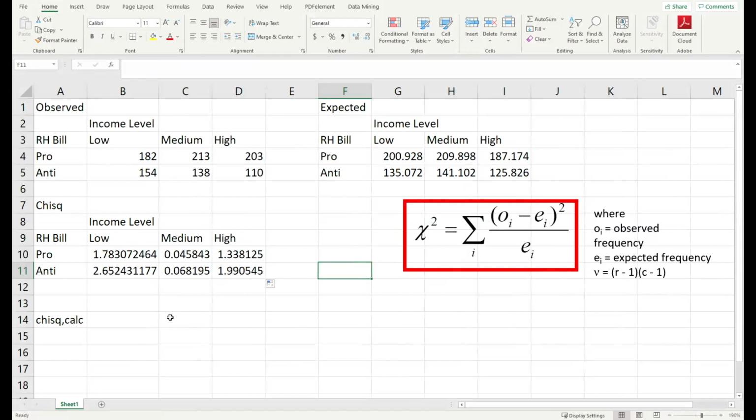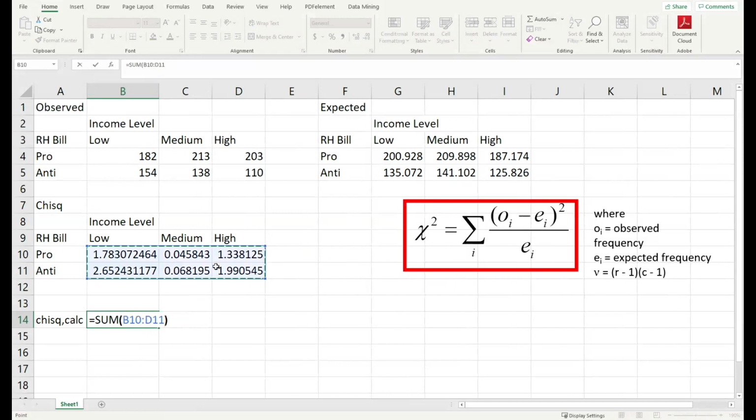Okay? So this is now my chi-square table. Then what I'll do is the summation of all these values. So if I do the sum of this, then I have my chi-squared calculated here. Okay? So to get my chi-squared critical, what I'll do is equals CHISQ.INV.RT, because this is a right tail test. Then my probability is the alpha, 0.05.